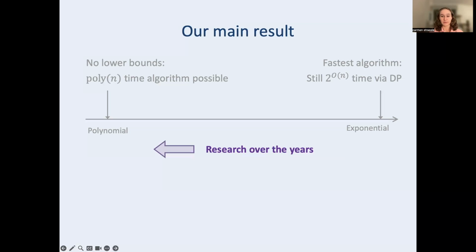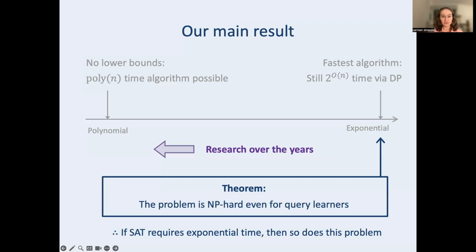And the answer is no. And in fact, this is the main result of our paper. So, providing a counterpoint to the algorithmic progress, we prove the first lower bound for this problem, showing that it's NP hard even for query learners. Therefore, if SAT requires exponential time, then so does this problem. In other words, if you believe SAT requires exponential time, then this dynamic programming algorithm, that's just a brute force algorithm, is essentially optimal.